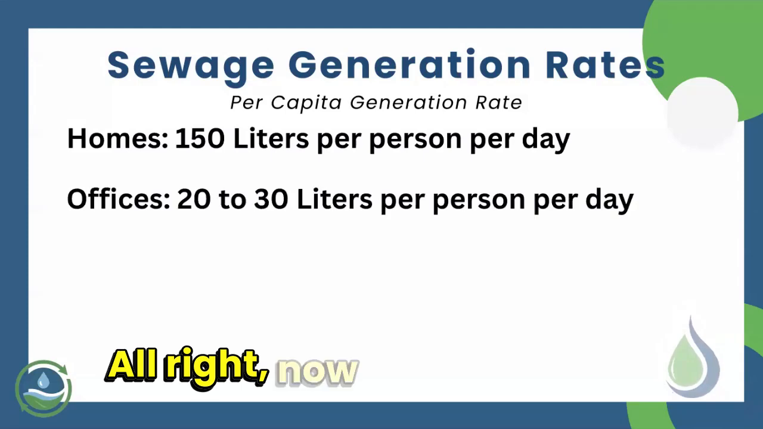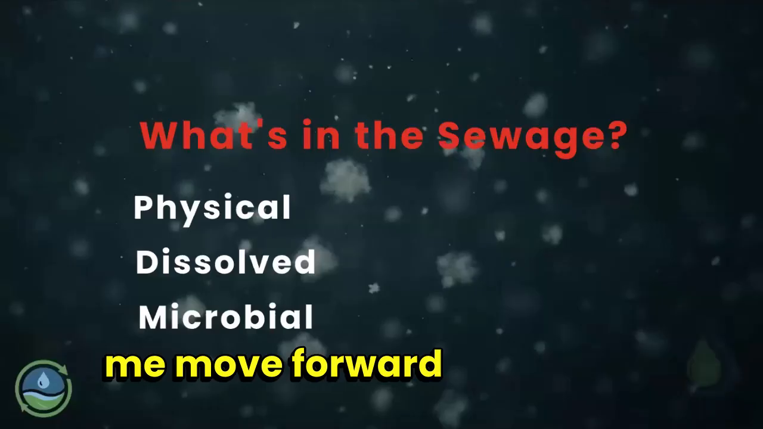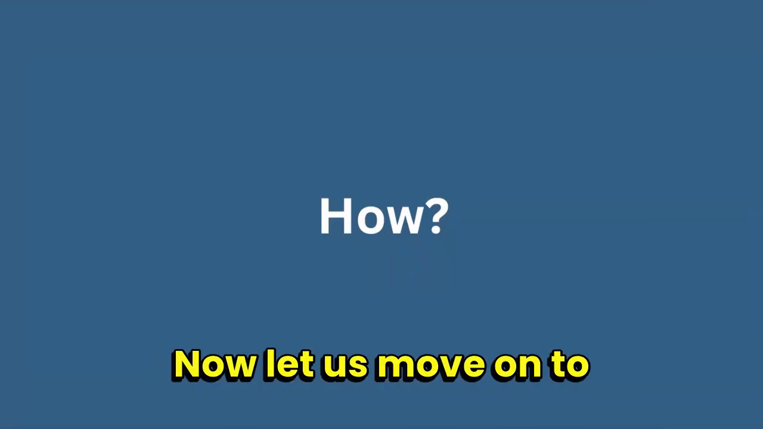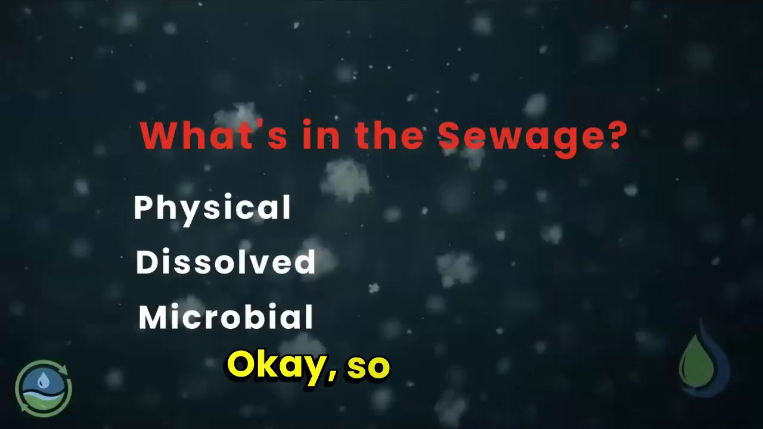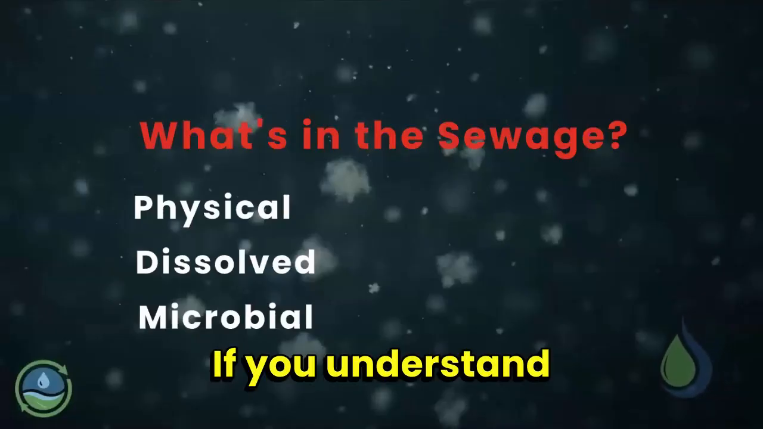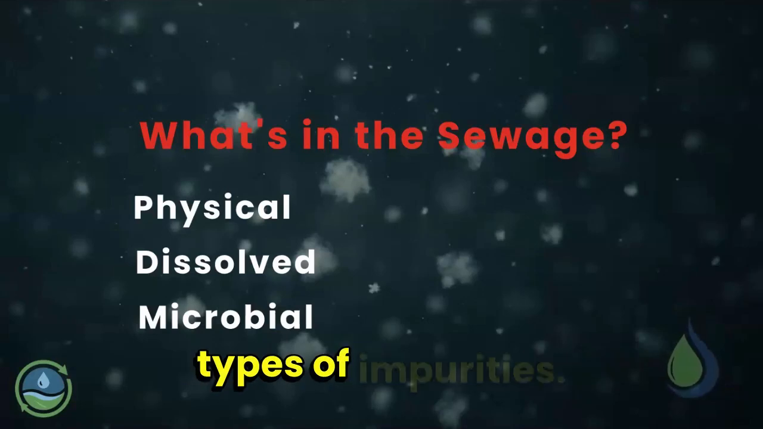All right. Now, the same thing we discussed just now. Let me move forward. Till now, we discussed what sewage is and where it is coming from. Now, let us move on to how to treat this. How means what exactly are we going to do? Okay. So what is there in sewage? If you understand, sewage contains physical, dissolved, and microbial, three types of impurities.